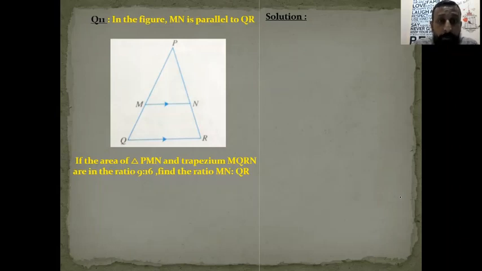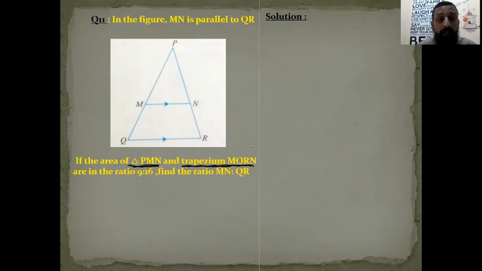If the area of the triangle PMN and trapezium MQRN are in the ratio 9:16, find the ratio of the length MN to QR. Now, my dear students, just read the question very clearly. This is a triangle, this is a trapezium. I'm underlining it and giving you 5 seconds to think about it. The first one is the triangle PMN and the other one is the trapezium MQRN.